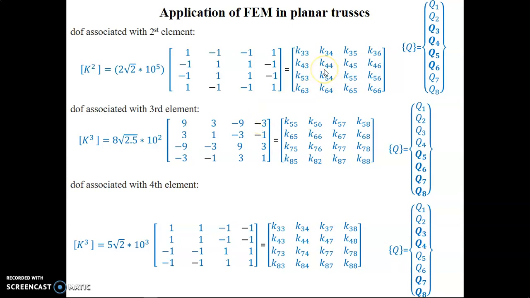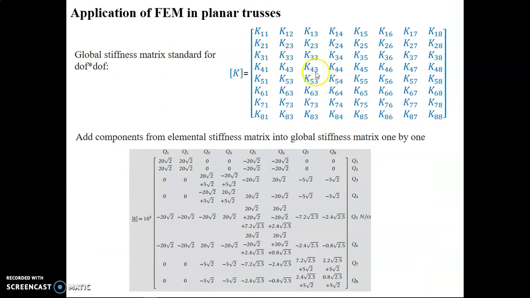Now we will be performing the assembly operation. For the global stiffness matrix, we have 8 degrees of freedom, so it will correspond to 8 rows and 8 columns. The elements will be defined as K11 up to K18 in the first row. In the second row we will start with K21 up to K28, and so on we will be filling the entire stiffness matrix.